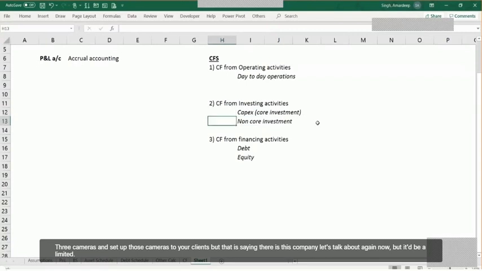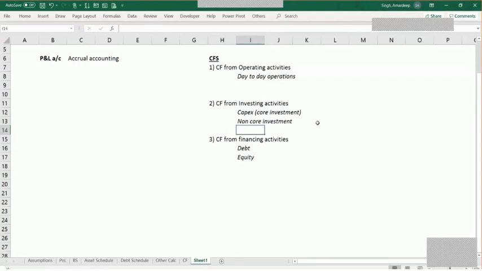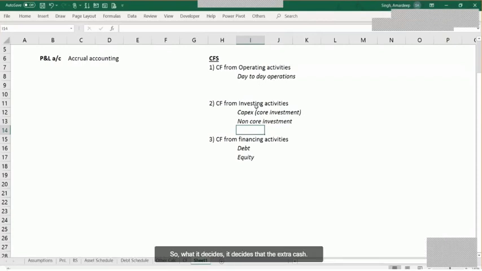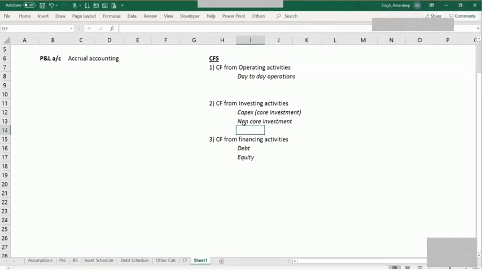But let us say there is this company, let's talk about again Dabur India Limited, which is an FMCG company. It has got $100 million of cash, which is just lying idle in the bank account, and it doesn't need any additional machinery or something to be purchased for manufacturing its core products. So what it decides is that the extra cash that I've got in the company, let me use that cash for purchasing shares of the Reliance Industries Limited. So Dabur India Limited decides to use its excess cash for the purpose of buying shares of Reliance Industries Limited.